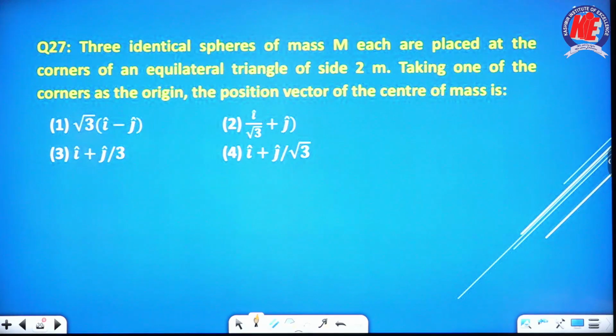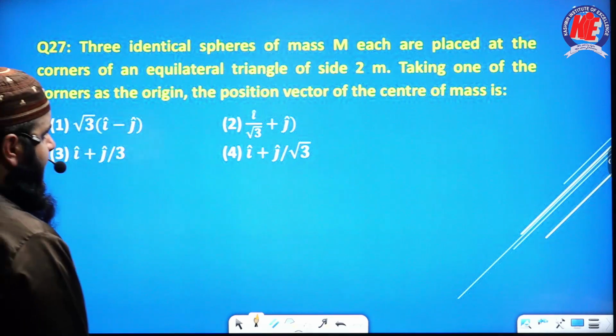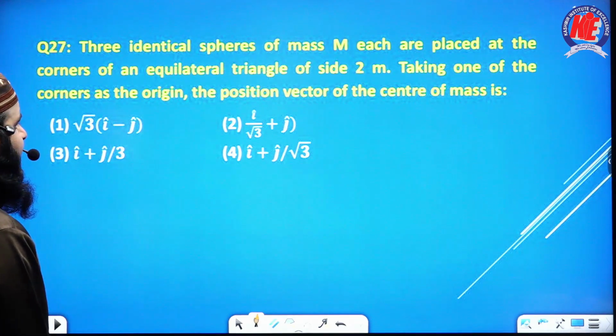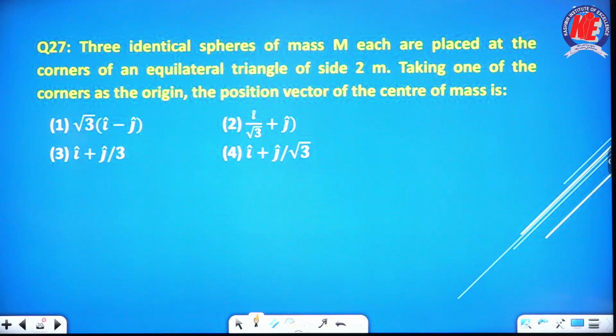Next one please. Three identical spheres of mass m each are placed at the corners of an equilateral triangle of side 2 meter, taking one of the corners as the origin. The position vector of the center of mass is. Have a look my people.